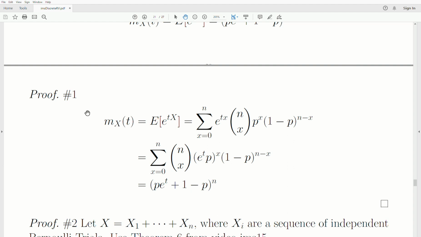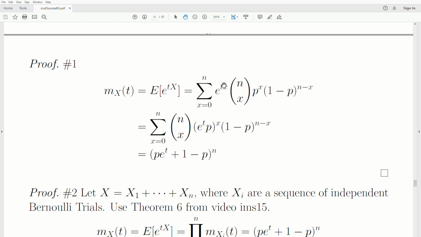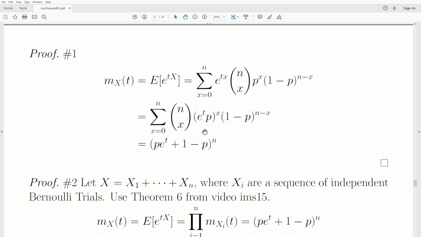So proof number one is, by definition, the expected value of e to the tX. So that says put e to the tx times the density, summed over all possible values. But let's move this e to the tx in with p(x). And that's what we do here. But using the binomial theorem, where this comes here and this term goes here, and it's raised to the nth power, and boom, we're done. So that's another usage of the binomial theorem.